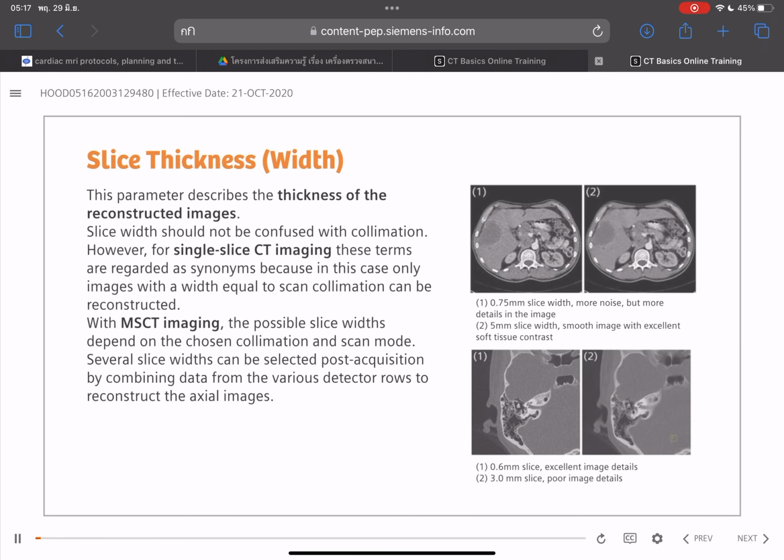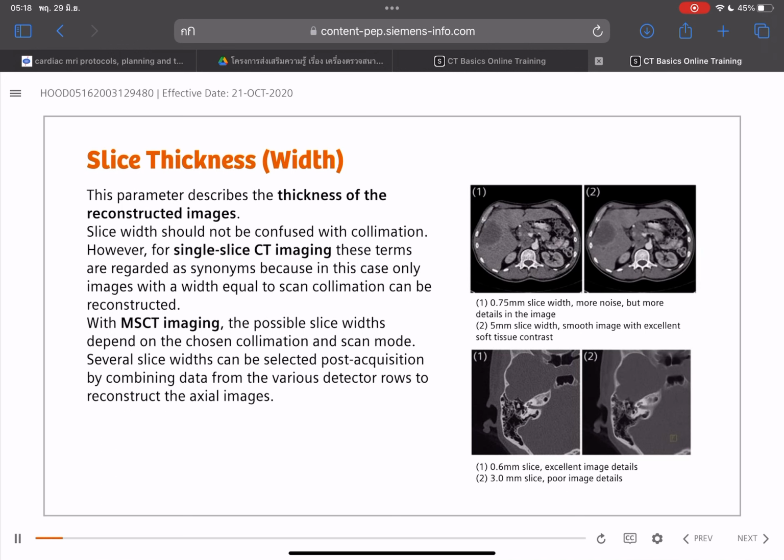The parameter slice thickness, also known as slice width, describes the thickness of the reconstructed images. Slice width should not be confused with collimation. However, for single-slice CT imaging, these terms are regarded as synonyms because in this case, only images with a width equal to scan collimation can be reconstructed. With multi-slice CT imaging, the possible slice widths depend on the chosen collimation and scan mode. Several slice widths can be selected post-acquisition by combining data from the various detector rows to reconstruct the axial images. A narrower reconstructed slice width results in improved axial resolution, but also increased noise. You can see the effects in the images on the right side.